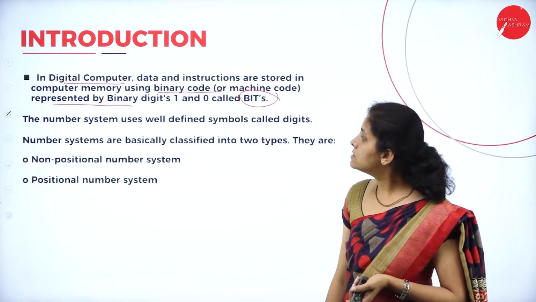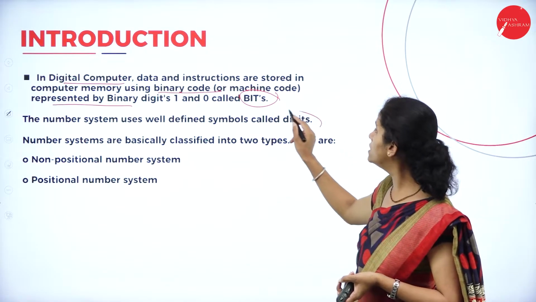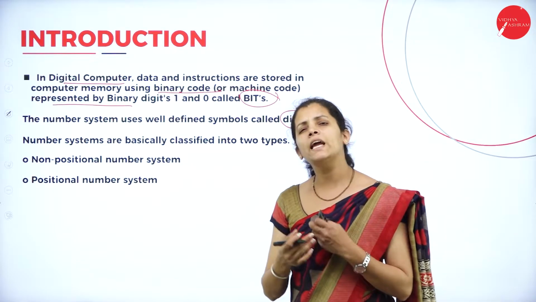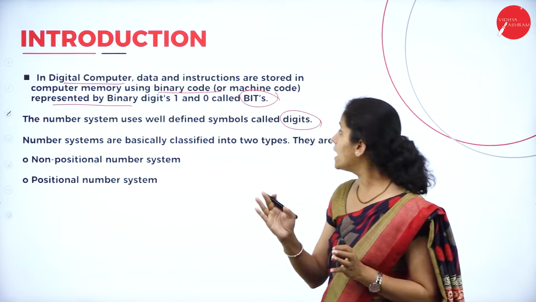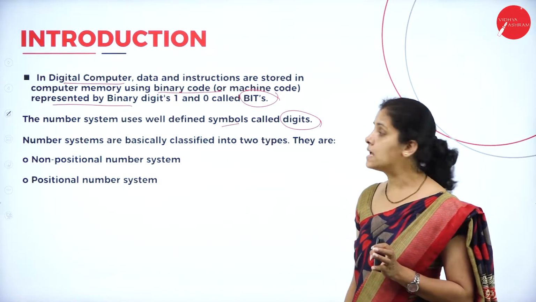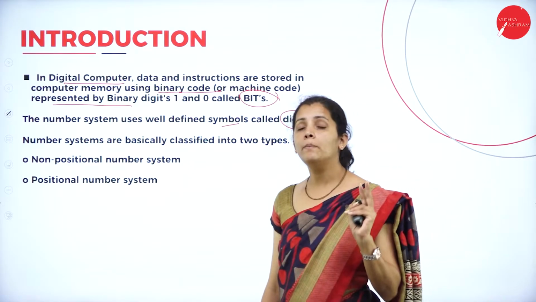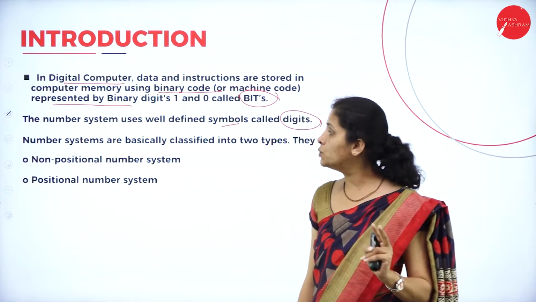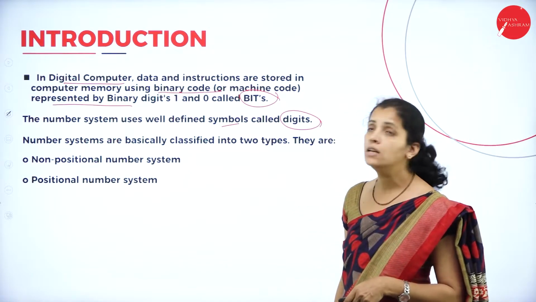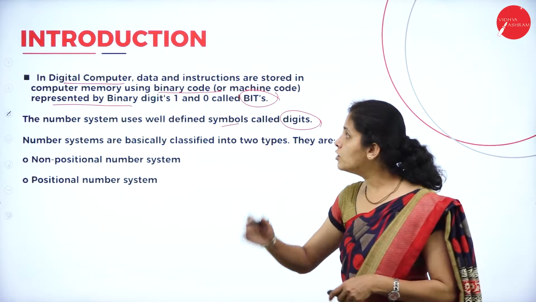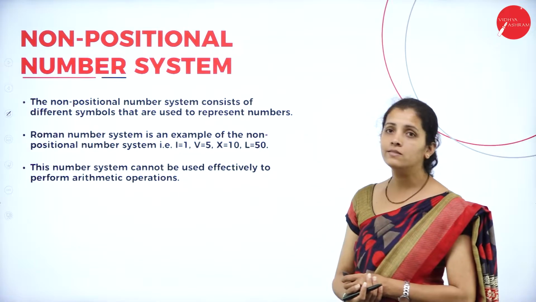So the number system uses well-defined symbols called digits. If I consider any number system, it uses well-defined symbols known as digits, and the number systems are mainly classified into two types: positional number system as well as non-positional number system. Followed by, I'm going to have non-positional number system.